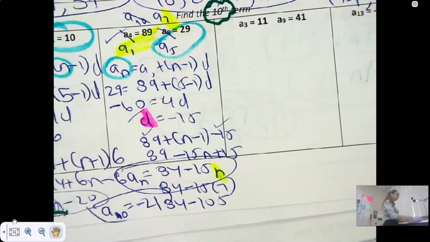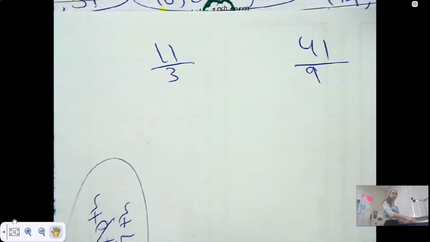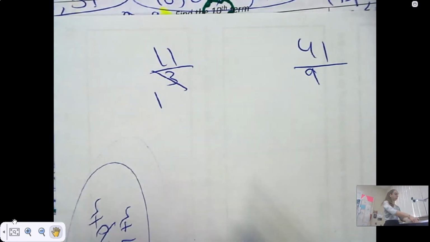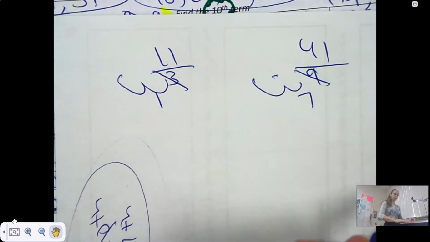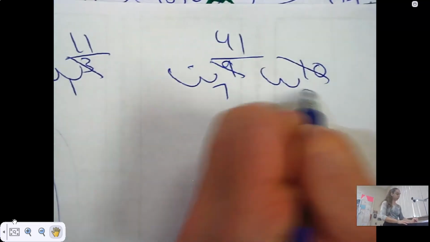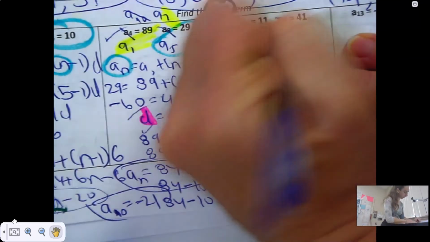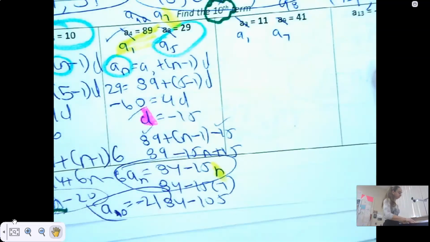What's my problem with the next one? My problem with the next one is they told me the 3rd term was 11 and the 9th term was 41. Well, I don't want the 3rd term. I actually want the 1st term. Well, if that's the 1st term, 2 back, then that's really the 7th term, 2 back, which means my 10th term would really be 2 back, which is my 8th term. So I'm going to say this is my 1st term. This is my 7th term, and I really want my 8th term.